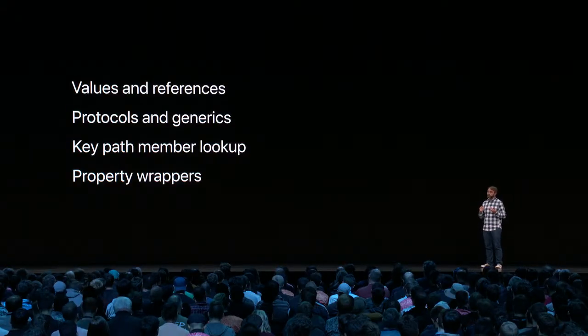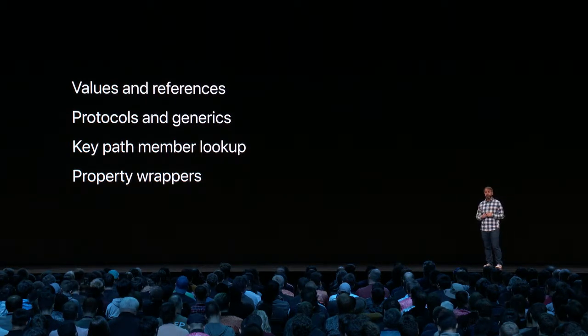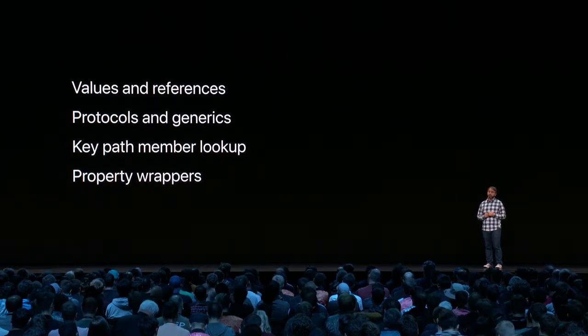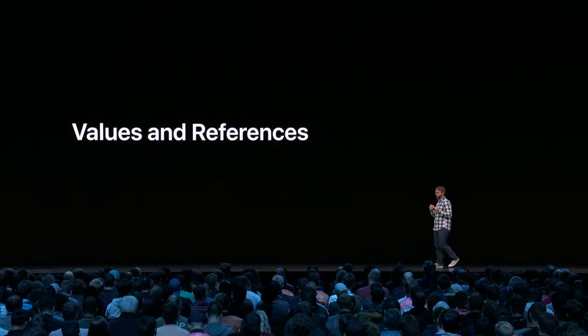Now, we're going to talk about a couple of topics, values and references, and protocols and generics. And then we're going to cover two new features, keypath member lookup and property wrappers. So let's start by talking a bit about values and references. First, a very quick recap.